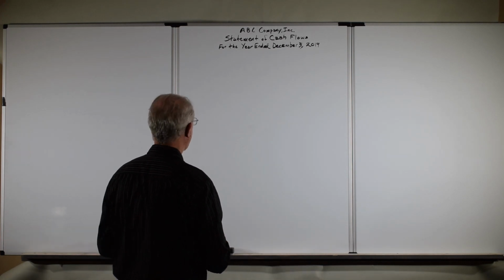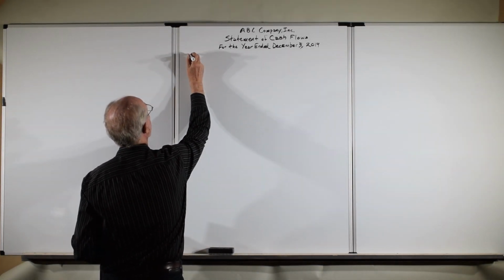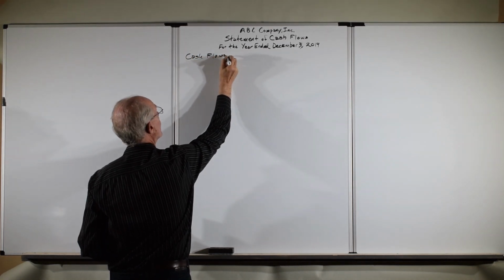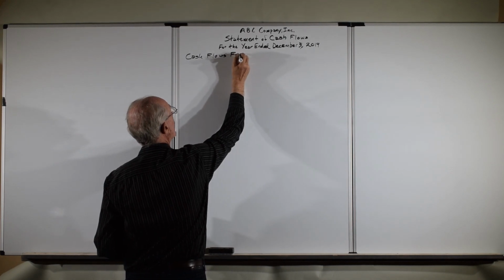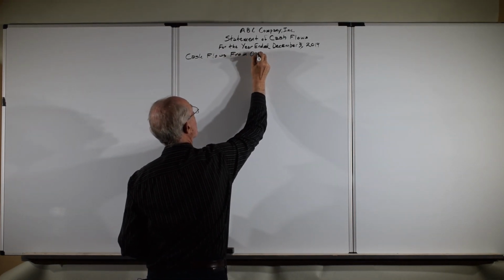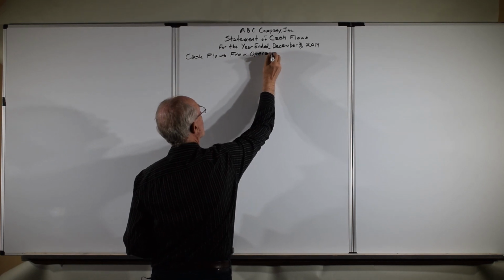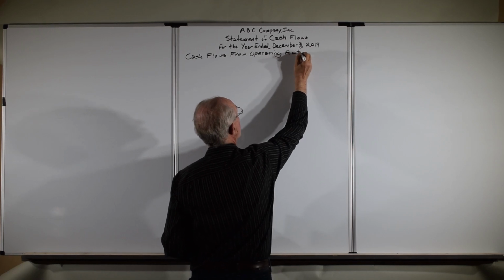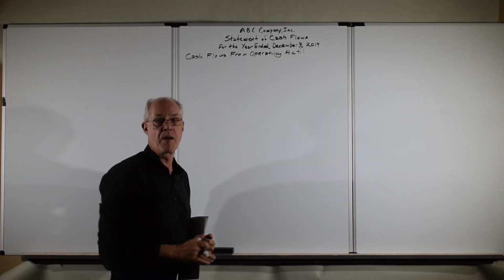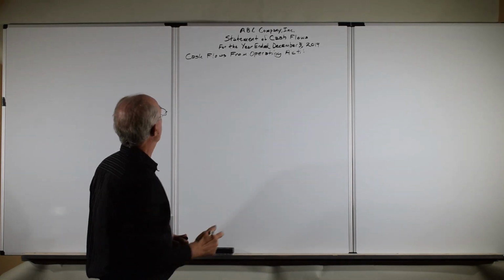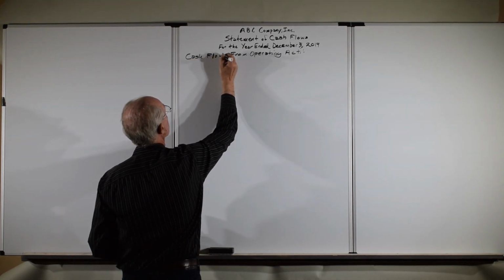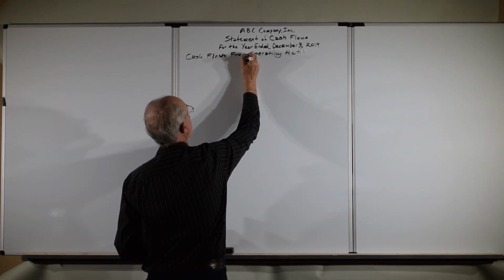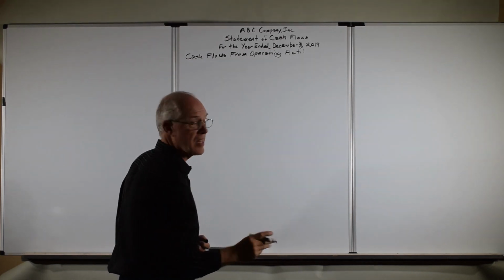So let's see, we're going to start with cash flows from operating activities. I'm going to abbreviate activities a little bit because I don't have that much space. And so there we go. Cash flows from operating activities. Let me make it a little bit neater. Sorry about my writing. It is so bad. I wish I was blessed with better penmanship, but that's not me.